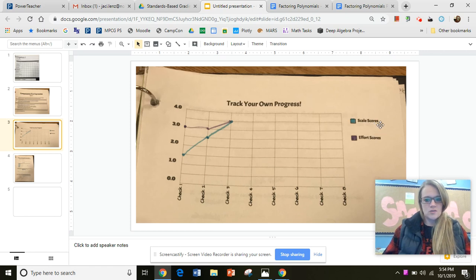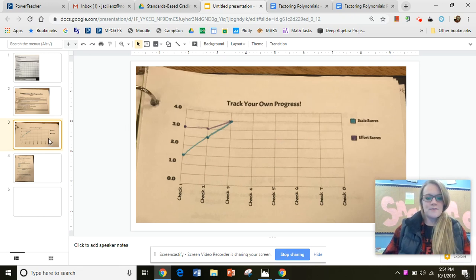Their scale scores, the scores that they get on their assessment, are in blue. And then they also track their own effort. Their effort scores are not given by me. They're like a self-assessment of their effort. So here on the assessments, this student started at a 1.5 on our first assessment. On the second one, they were up to a 2.5. And on the third one, they were up to a 3.5. And then she also rated her own effort.